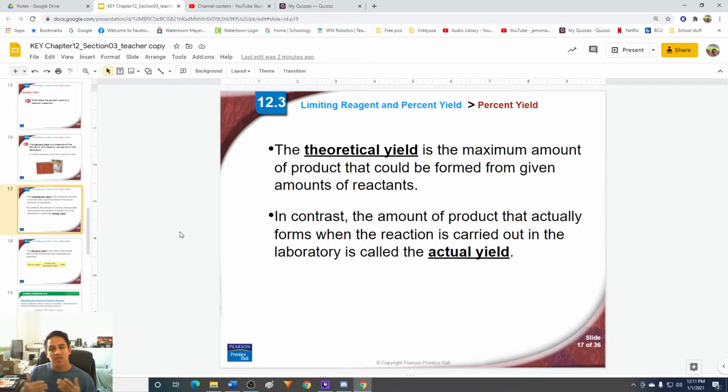So the theoretical yield is the maximum amount of product that you can form based on calculations of how much stuff you're starting with. Okay, that's a theoretical yield. So in theory, this is how much you should make based on calculating it. But the actual yield is what you actually make when you do the lab in real life. Okay, and basically the percent yield is going to be your theoretical yield compared to your actual yield and how far off you are. It's kind of like a percent error, basically.